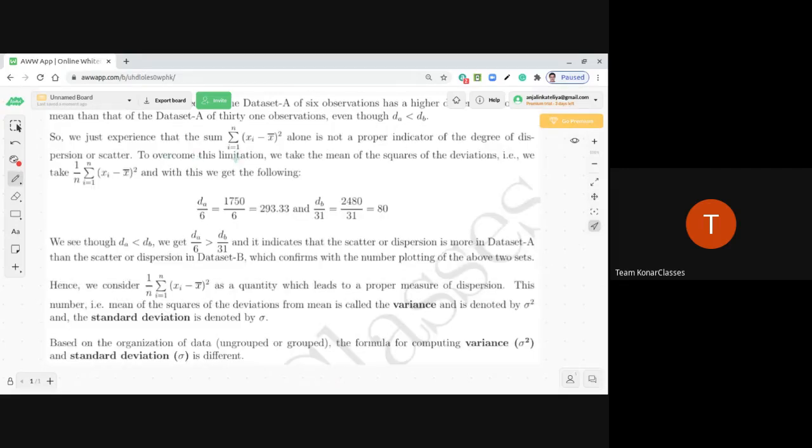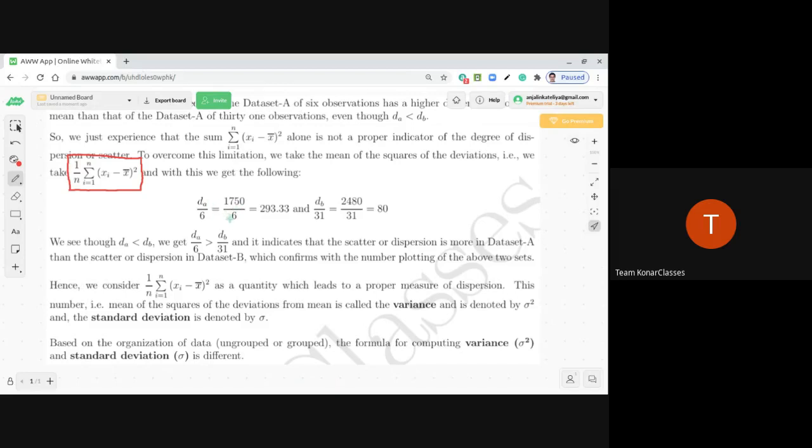So we just experienced that the sum of (xi minus x bar) alone is not a proper indicator of the degree of dispersion or scatter. To overcome this limitation, we take the mean of the squares of these deviations. That means 1 by n into the summation of (xi minus x bar) whole square, i equal to 1 to n. And with this, we get the following.